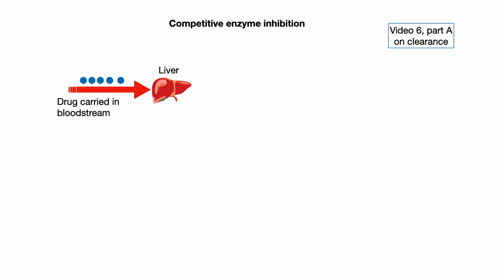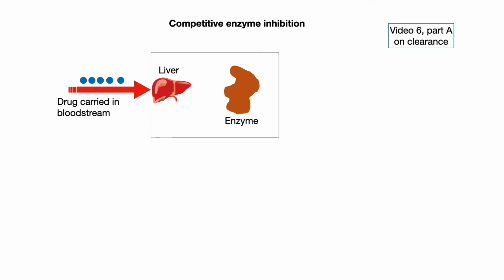Now, this diagram you've seen before, video 6 part A on clearance, where a drug represented by the blue spots here is carried in the bloodstream to the liver, being the main organ of metabolism. And so in the liver you have a series of enzymes, and our drug binds onto the active site of the enzyme where there is a reaction, and the metabolite thus formed is then cleared. So I've just described hepatic clearance by metabolism, as described in video 6 part A.